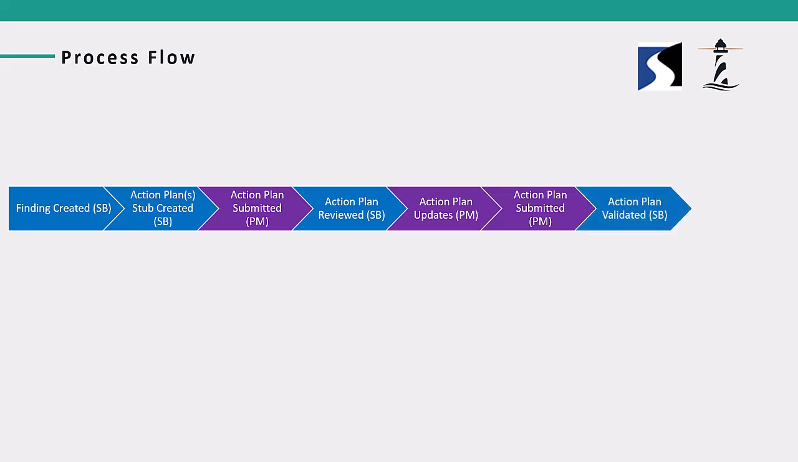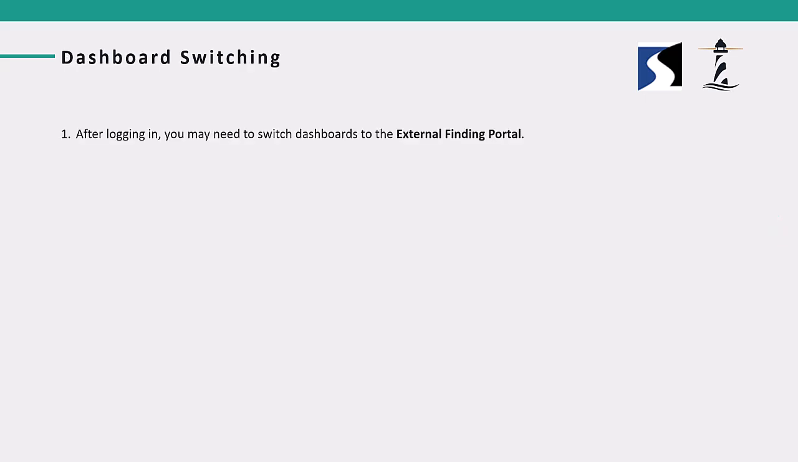Sutton receives the completed action plan and validates themselves, or validation may be pended until the next cycle of testing. Once all the action plans related to the original finding are validated, the finding will automatically close. Note that Sutton may reject submissions back to a program manager with a reason, why, and how to fix at any of the stages.